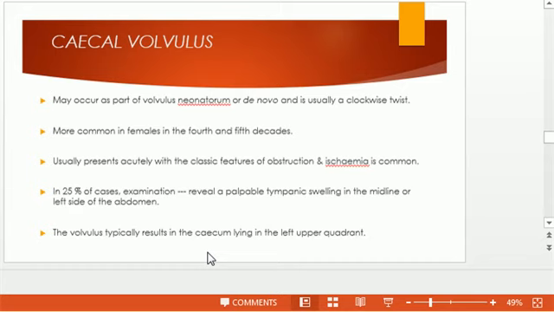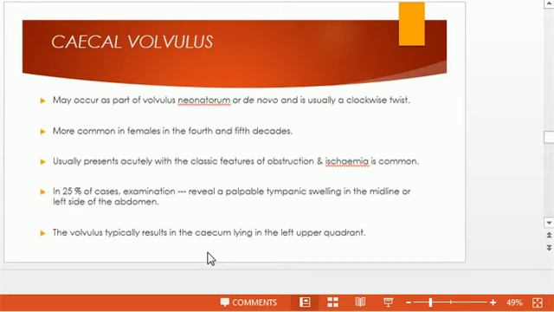It is more common in females in the 4th and 5th decades of life. It usually presents acutely with the classic features of obstruction, and later on ischemia can occur in these patients. So what is the presentation of cecal volvulus? This is one cause of intestinal obstruction. Obviously, when cecal volvulus occurs, it is the terminal small gut intestinal obstruction which occurs, and when the cecum becomes ischemic, it will lead to peritonitis.